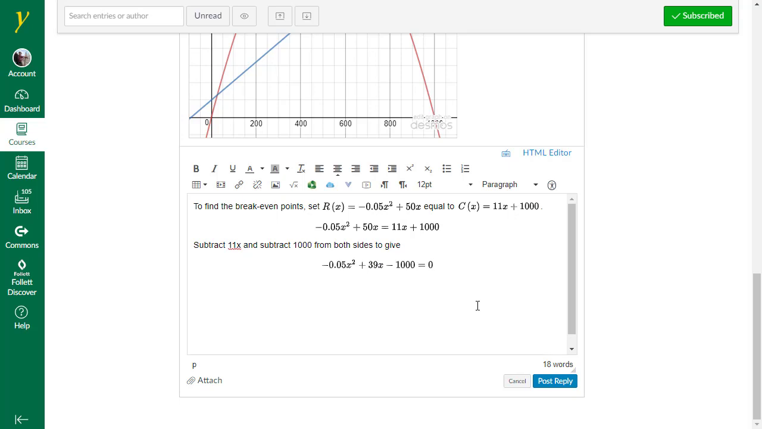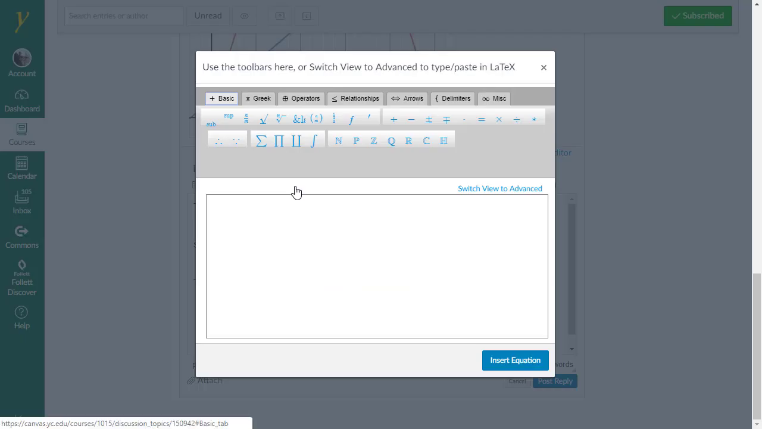So now I'm going to tell it how I'm going to go about solving that equation. So to solve the quadratic equation, comma, use the quadratic formula. And I'm going to go ahead and put the quadratic formula right here on that same line. So I'm going to go ahead and click on the equation.